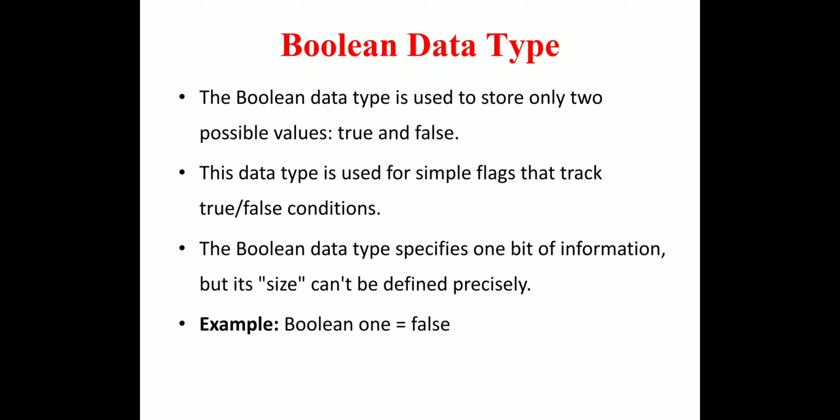For example, boolean option equal to false. Example is boolean option equal to false. First condition. Second condition is boolean option equal to true. You can take any variable. You can take option or you can take 1, you can take 2. Any variable you can declare. But the value that can be stored is true or false. Only two possible values can be stored in Boolean data type.